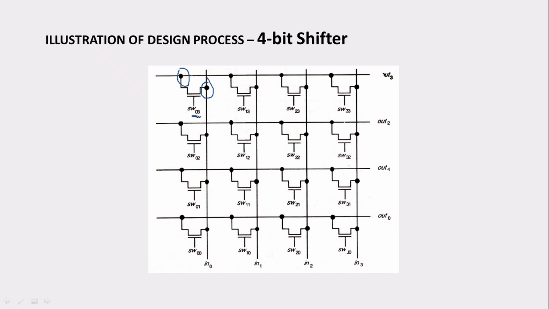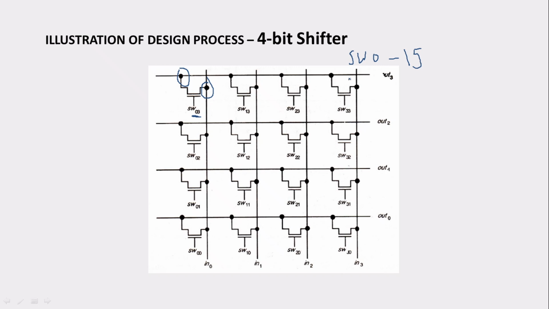Now if you look at a 4x4 shifter, the switches will be varying from SW0 to SW15, so the total number of switches is 16. So the design complexity of coming out with a shifter becomes a little more complex. What we need to do is combine different switches and then perform the operation.